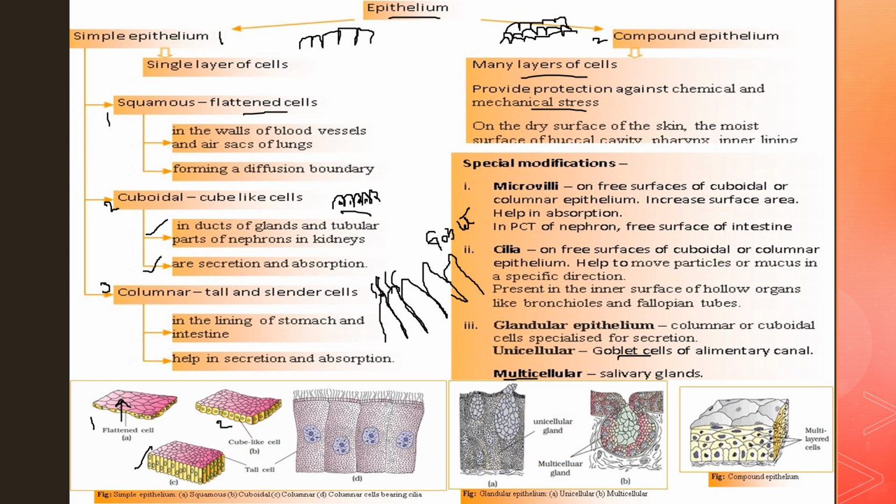Multicellular means it is made up of many cells. An example for that is the salivary glands. This gland is responsible for secretion of saliva. So we can call this multicellular secretion. And depending upon its function, this glandular epithelium is again classified into different types. They are exocrine and endocrine. If the secretions are carried by a duct, they are called exocrine. If they are carried without ducts, ductless secretion, they are called endocrine secretions.